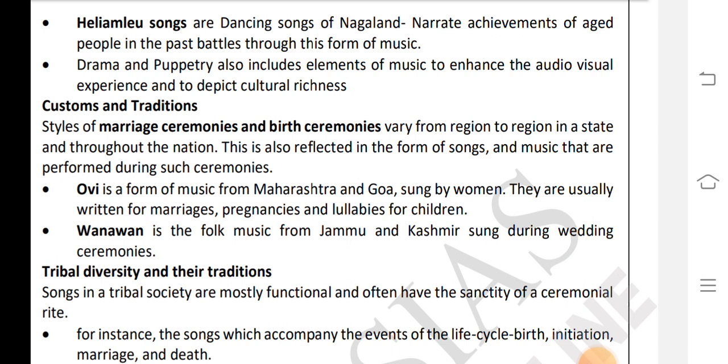Dandiya Ras is another traditional music and dance form in Gujarat and is associated with the scenes of Holi and the Leela of Krishna and Radha. Chai dance songs from Mizoram. Halim Lao songs are the dancing songs of Nagaland and narrate the achievements of their people in past battles, and through this they form a type of music.